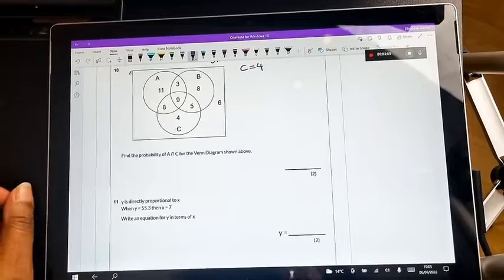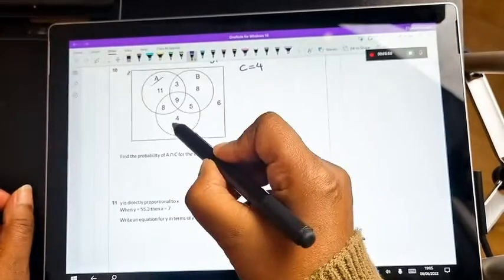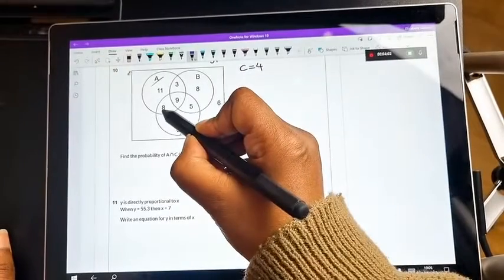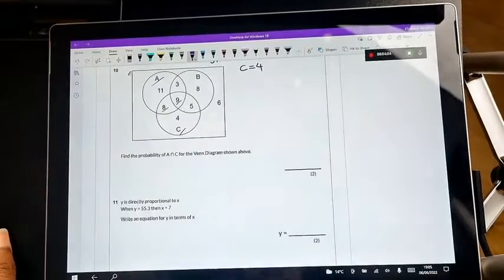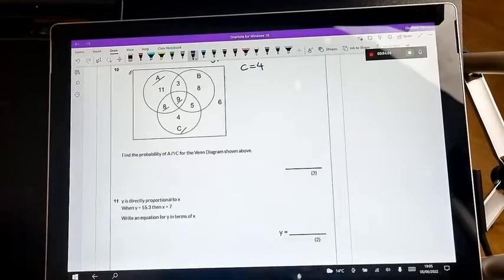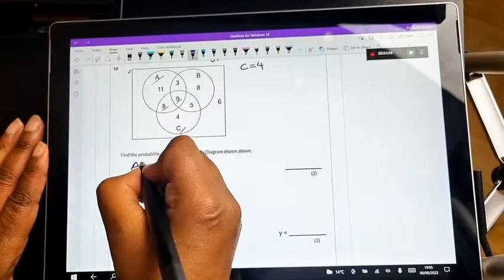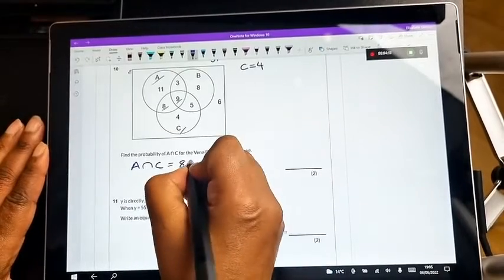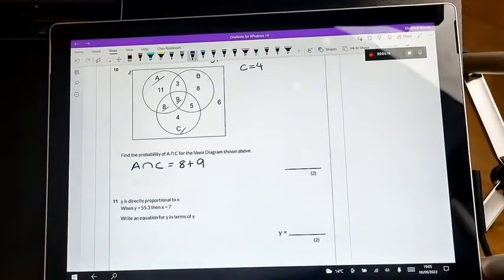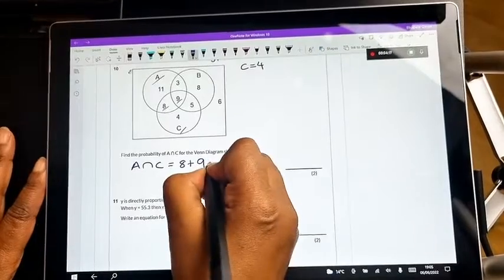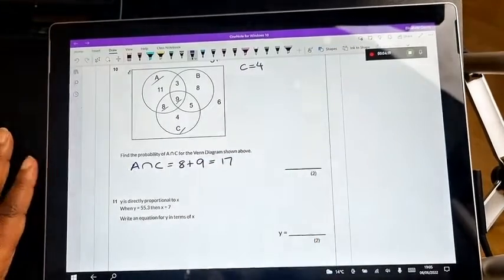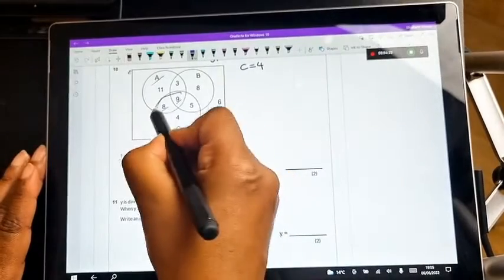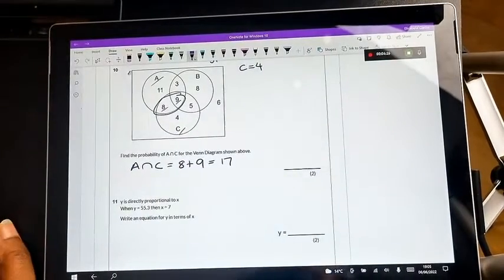So what he's saying is the interception for A and interception for C. Nothing to do with B at the moment. We just need first to find out what is the interception, okay? So I always say A interception of C has those two values together, 8 plus 9. We know the answer, 8 plus 9 is equal to 17. Tap on the screen if you're okay with that. So those two are the interception.